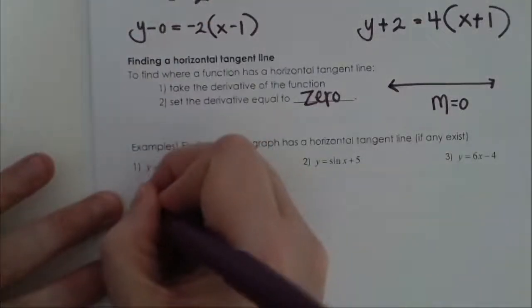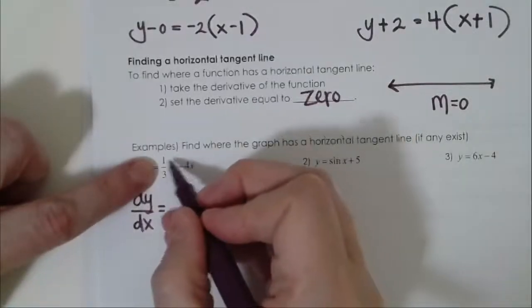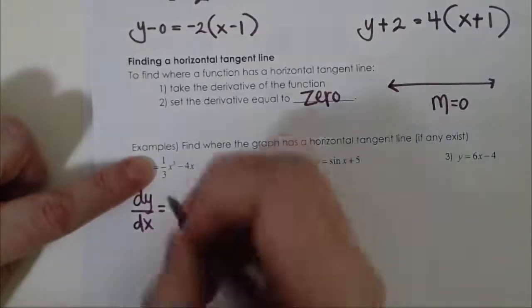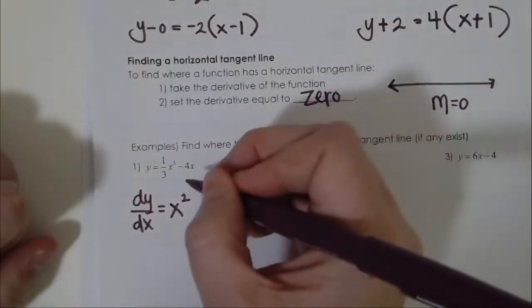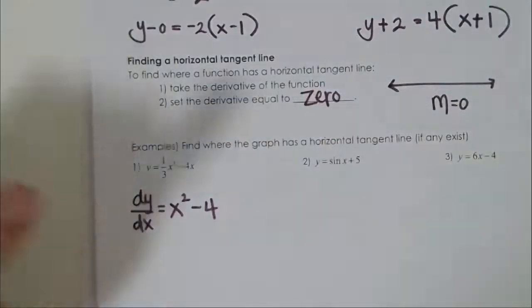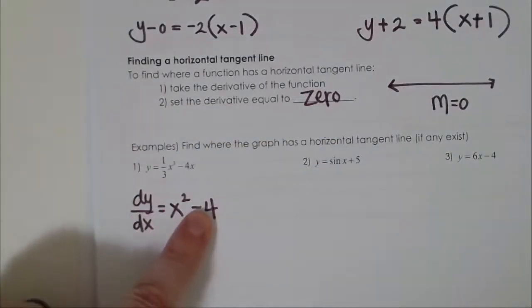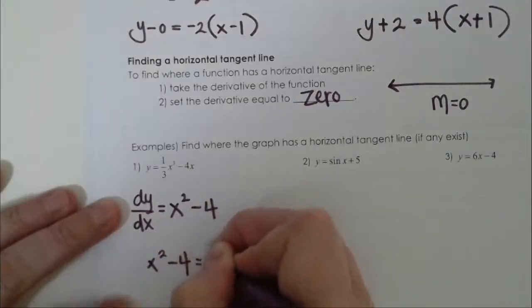So take the derivative. dy/dx equals, if I do 3 times a third, that's 1, bring that power down, and we have x squared. The derivative of 4x is just 4, so we have minus 4. So this is my slope. I want to know where the horizontal tangents are going to occur. So I set the slope equal to 0.